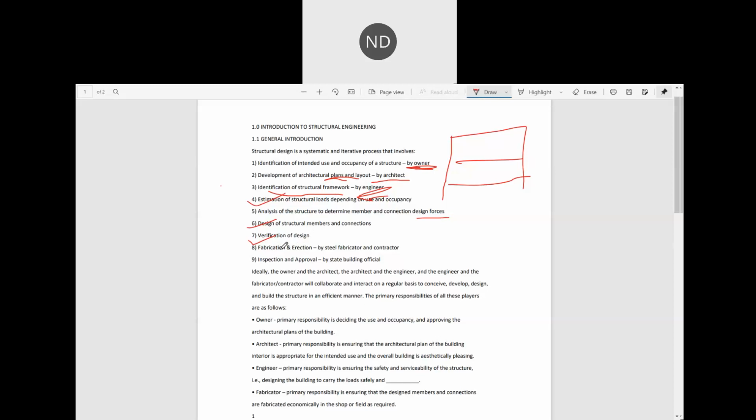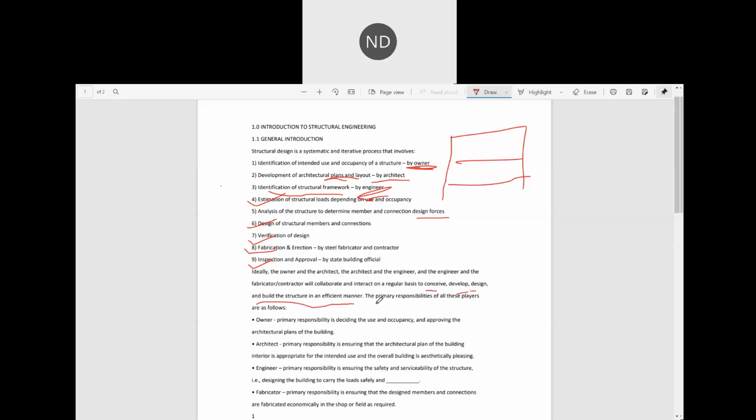Then the verification and erection by the steel fabricator. Then comes the steel fabricator and the contractor, the fabrication and erection of the members. Then inspection and approval by the state building official. Ideally, the owner, the architect, the engineer and the fabricator or contractor will collaborate and interact on a regular basis to develop, design, and build the structure in an efficient manner.